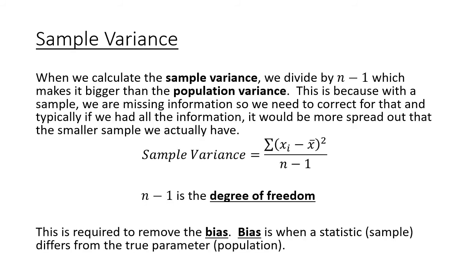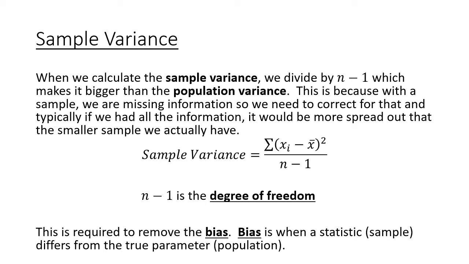Now, when we calculate the sample variance, we actually have to calculate this slightly differently. This is where the difference between populations and samples really starts to come into play. With the sample variance, I actually divide by n minus 1. I'm not dividing by the total number of data points. I'm dividing by 1 less than that. All right, which means the sample variance is always going to be bigger than the population variance.